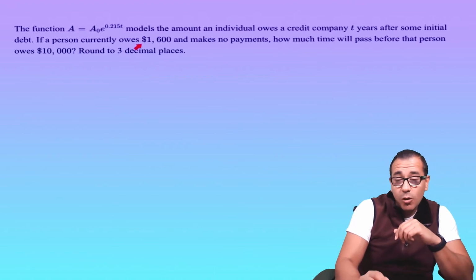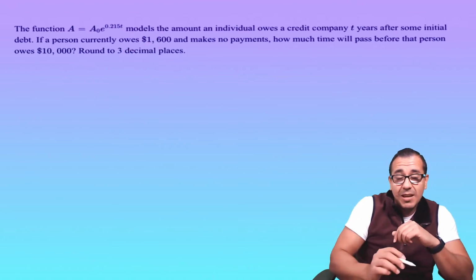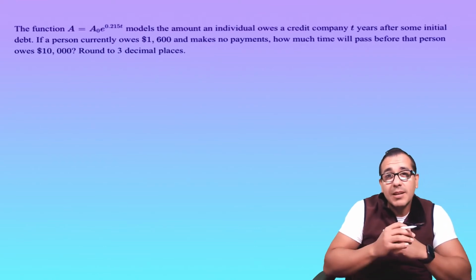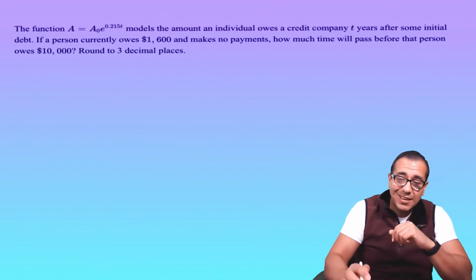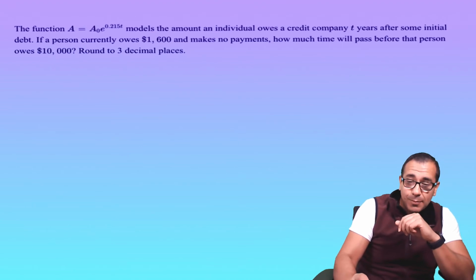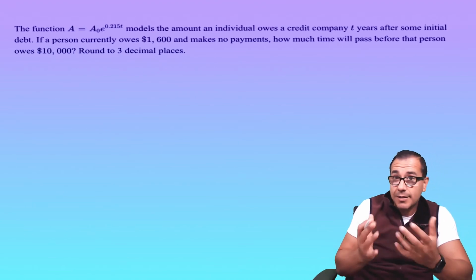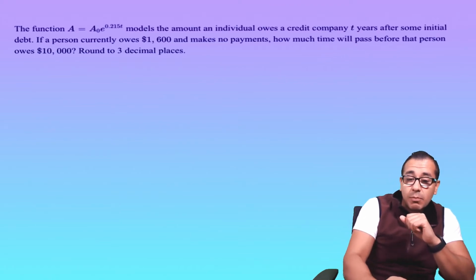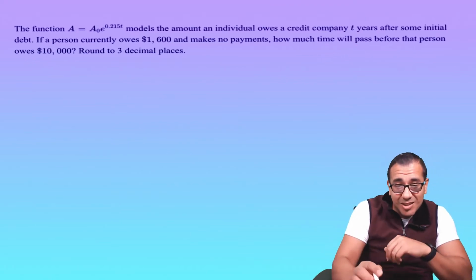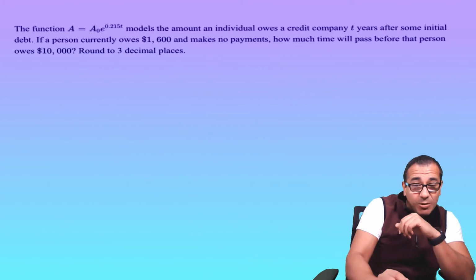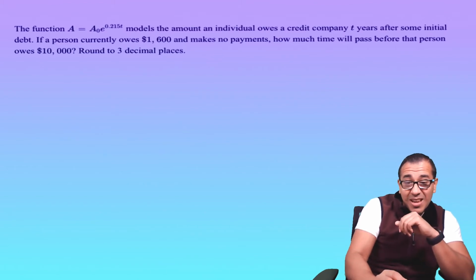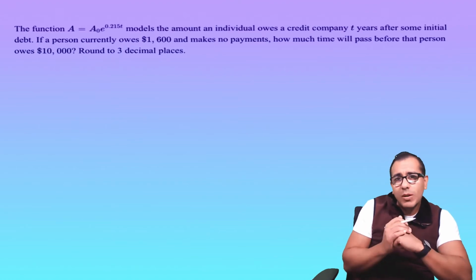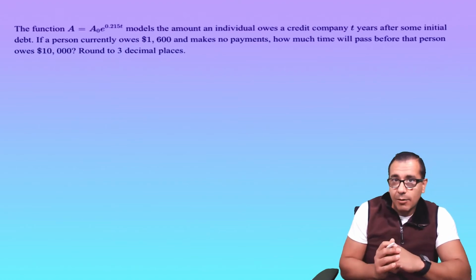If a person currently owes $1,600, so you bought that nice bed, right? I don't even know if $1,600 gets you a nice bed these days, and you're making no payments. Something happens, because as we see this year, things happen. How much time will pass before the person owes $10,000? Check that out. You went from $1,600 to $10,000. Is that possible? How long would it take? Let's take a look. We need to know the math.